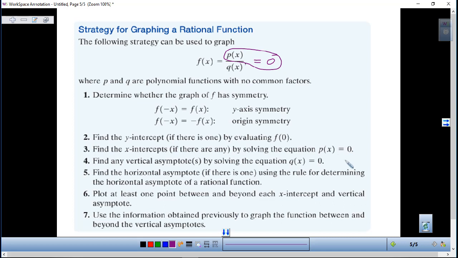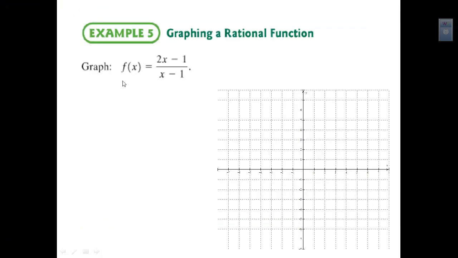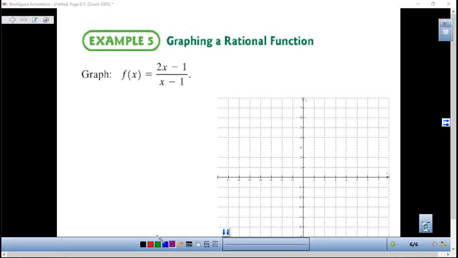So let's go through this once. All right, so let's graph f of x equals 2x minus 1 over x minus 1. If we're looking for the y-intercept, we're looking for what happens when we get f of 0. Well, if we do f of 0, we're going to have 2 times 0 minus 1 over 0 minus 1. So we're going to get negative 1 over negative 1, which gives us a value of positive 1. So that's 1 point right there.